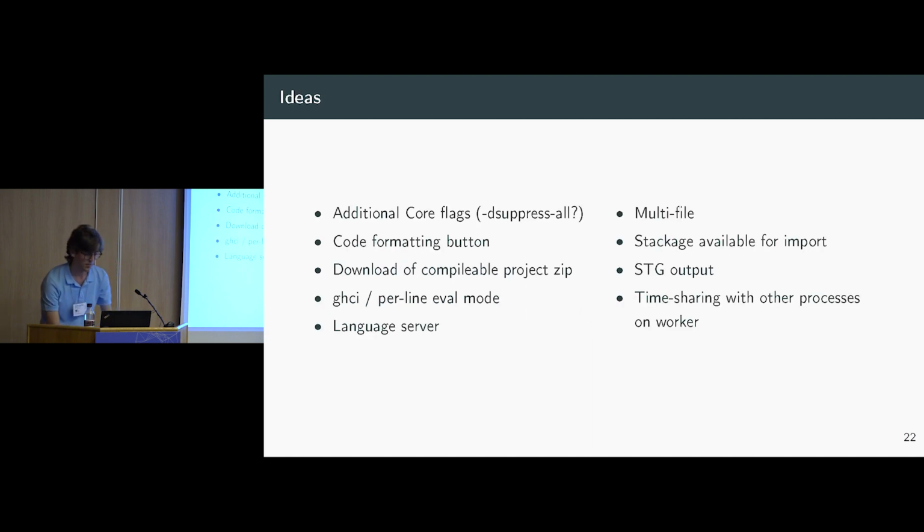So here are some of the ideas that I have, suggestions that I got from other people. I can display core, but as some people have argued against, actually, earlier today, it might be useful to suppress some of the information because it's very verbose. So you might want to add extra flags to the thing. This is something that wouldn't be very hard to implement. Maybe code formatting. I'm not sure why someone would want that, but some people seem to like code formatting.